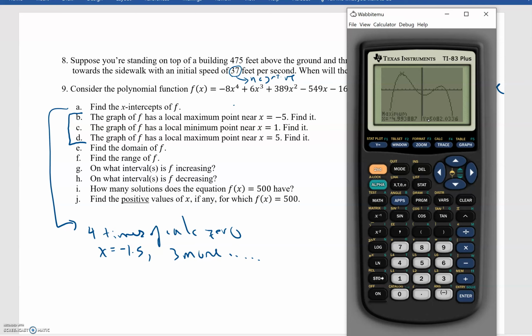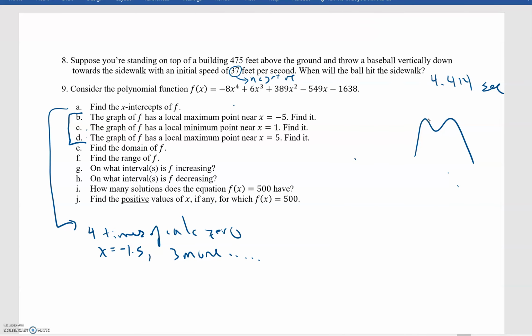Okay. For part C and D, once again, I'm going to let y'all finish those. It's the same sort of thing. We use calc minimum and calc maximum in the same fashion. Okay. Let's move on to parts E and F.